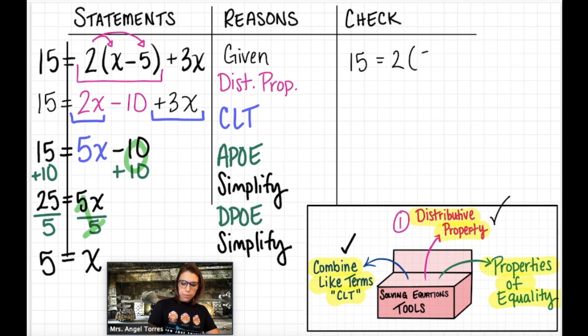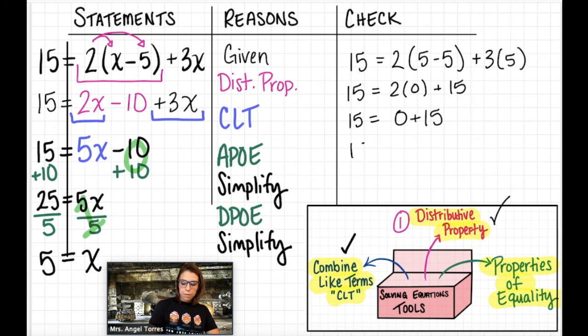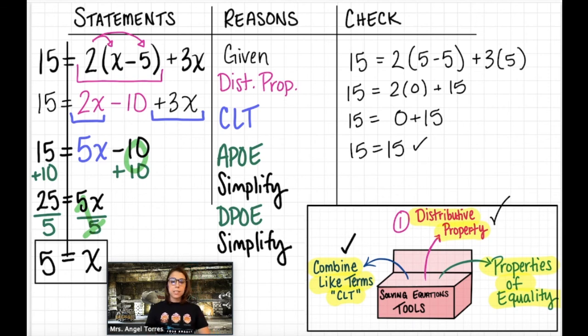15 equals 2 times 5 minus 5 plus 3 times 5. So 15 equals 2 times 0 plus 15. That's 15 equals 0 plus 15. And 15 does equal 15, meaning that 5 is the correct solution to this equation. And that equation required every tool from that solving equations toolbox.